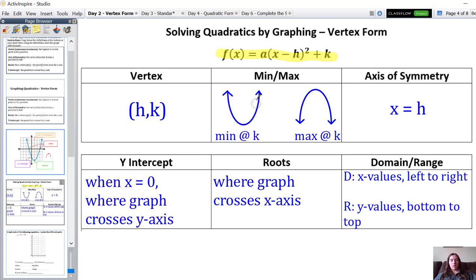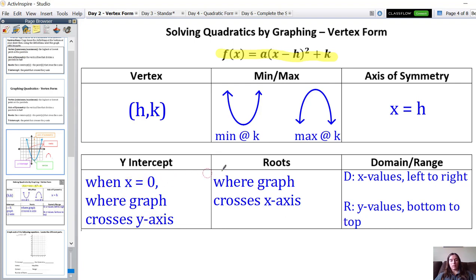If we have a minimum, that is at our value of k, whatever k is, or if we have a maximum, that would also be at our value of k. Our axis of symmetry is going to be the equation of a line, and if it's vertical, our equation is x equal to a number, and that number is always going to be h, and remember we're switching that sign for h.